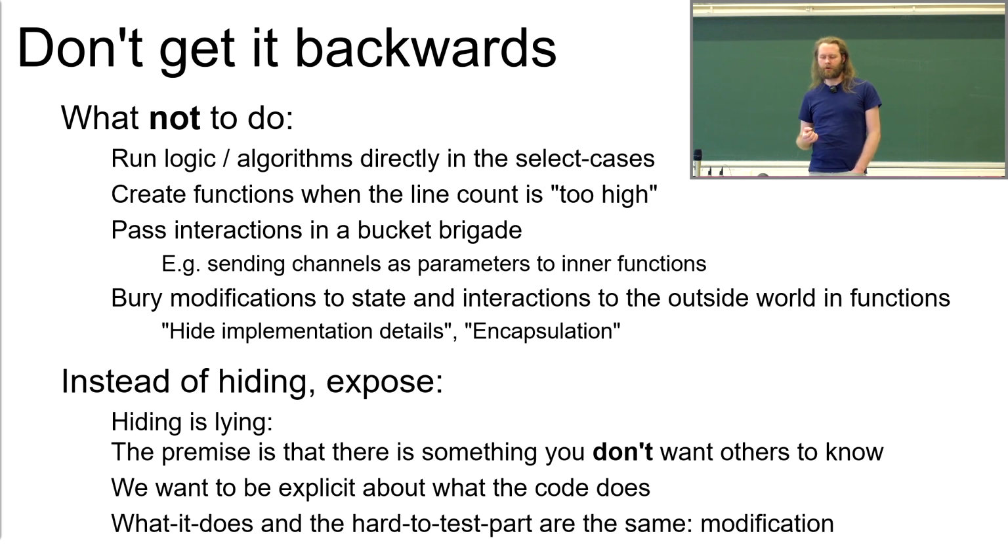And so the only way to make code that is understandable is to expose that hard to test part as much as possible. So expose the modifications, make it as clear as possible exactly where it is and what it is. Doesn't this kind of go against the code quality point of abstraction?